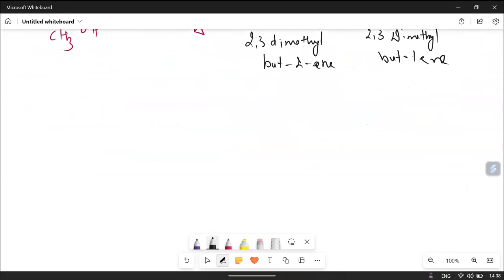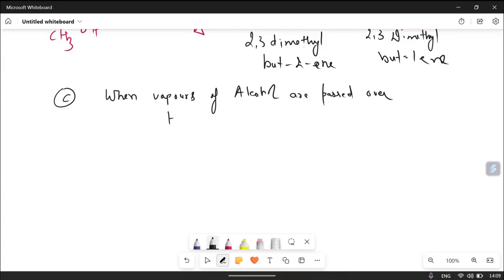The next dehydration reaction of alcohol which we are going to discuss is when vapors of alcohol are passed over heated alumina, it means Al2O3, or thoria. Thoria is ThO2.